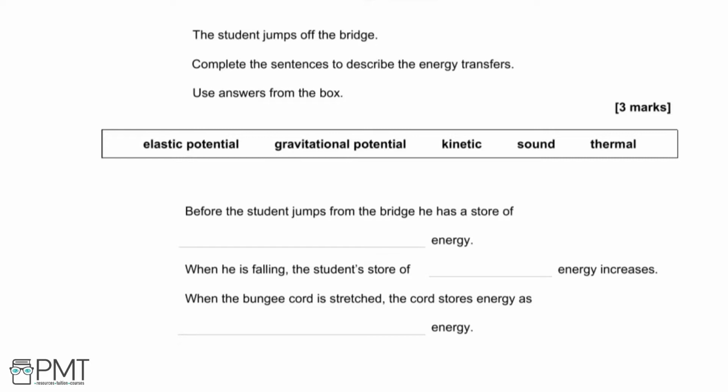Kinetic energy is movement energy, and before the student jumps from the bridge, he's going to be standing still, so it's not going to be kinetic energy. And sound energy is not a store, and a thermal energy store refers to the movement of particles, so it's not going to be either of those two. So it will be gravitational potential.